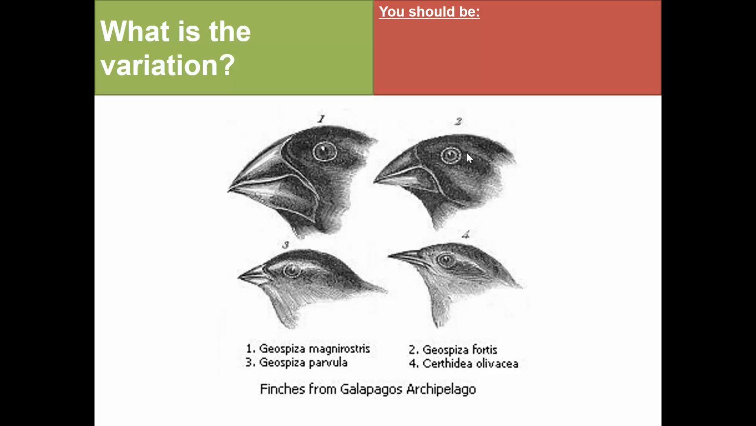Look at these finches, which is just a type of bird that you see here. What's the variation? If you said beak shape, you are correct. It is in fact the difference between each of the birds here. I can see this one has a very broad beak. This one has a much smaller and more pointed beak than the others.